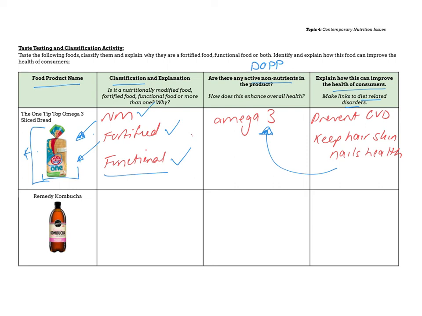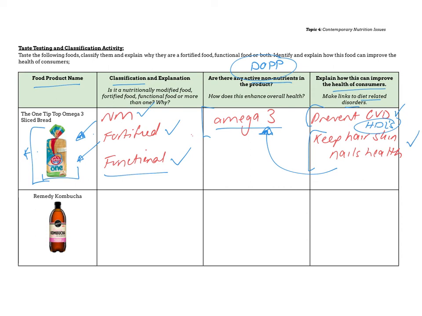Now, what are the active non-nutrients? Going back to our DOP acronym, yes, omega-3 fatty acids have been added to this product, and therefore these are types of active non-nutrients. And what they do is they help to prevent cardiovascular disease because they contain good sources of cholesterol or HDLs that lower LDLs. And this product with omega-3 helps hair, skin and nails be healthy.